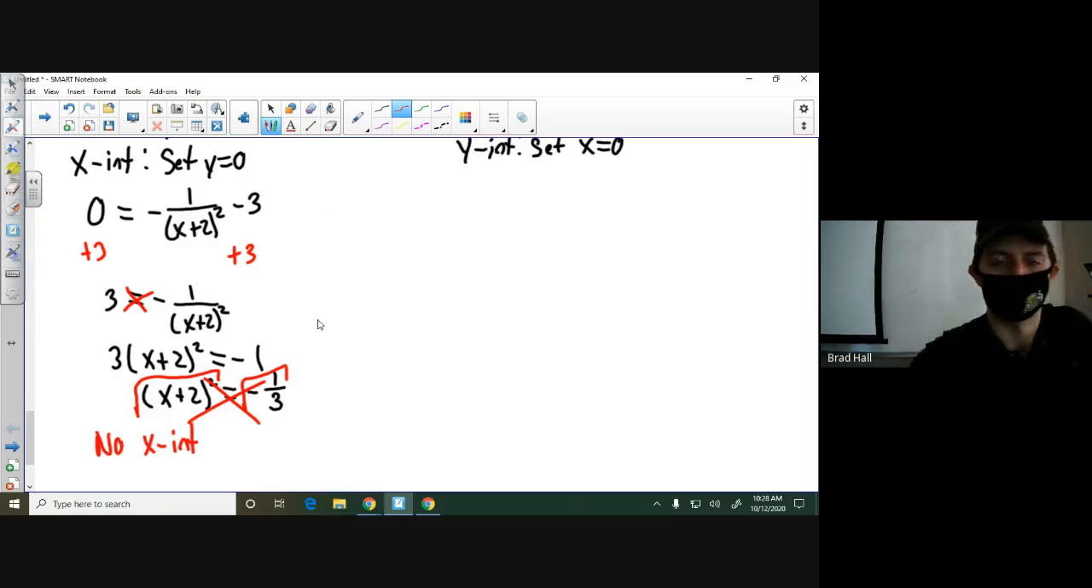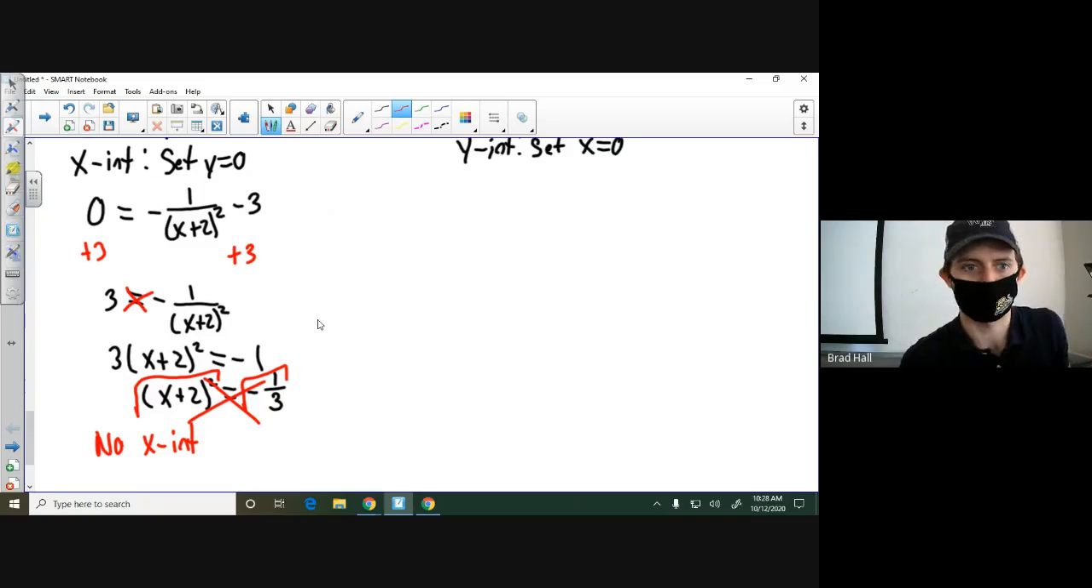All of this was in the pursuit of finding an x-intercept. So when we tried to find one, we hit a contradiction. We hit an error. So we don't get an x-intercept, so we ignore that and we move on to the y-intercept.